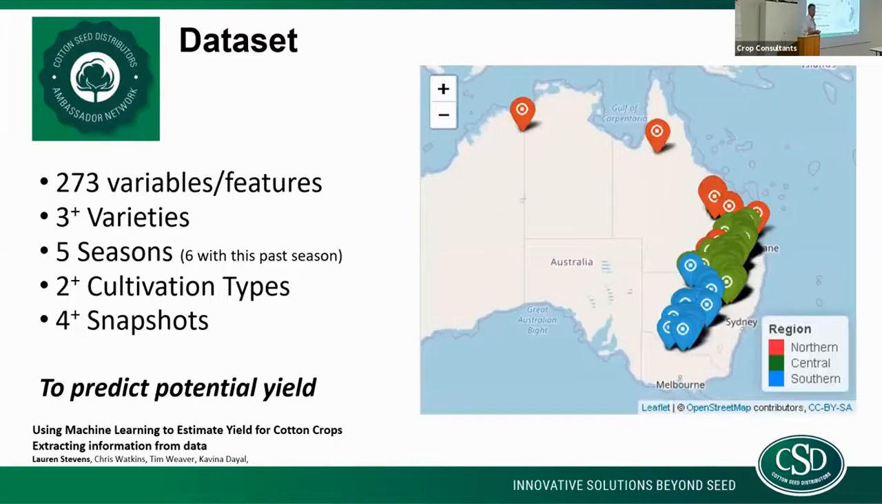To give you a little bit of background on how Barry came about, the team at CSIRO used the data set from the Ambassador Network and our variety trial program. Out of that, there were in excess of 270 variables which needed to be refined. We had 3 varieties, 5 seasons of data went into this, with the 6th coming through shortly, 2 cultivation types and 4 snapshots. The ultimate aim of this project was to be able to predict a potential yield at various stages throughout the cropping cycle.